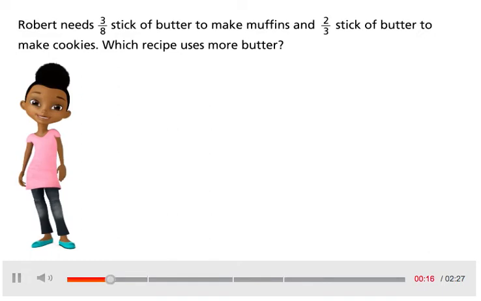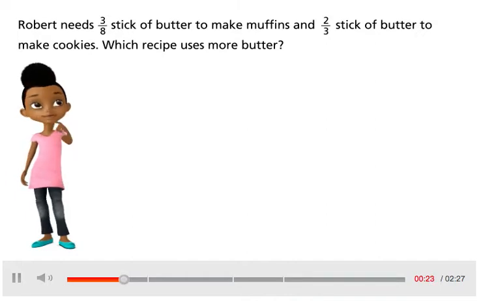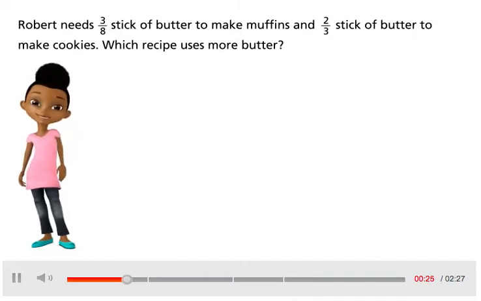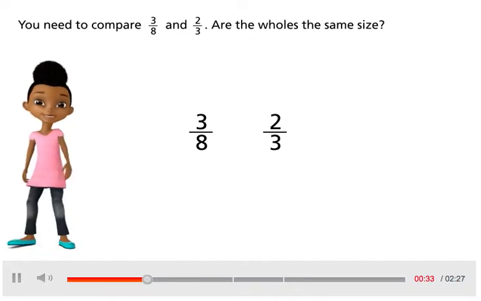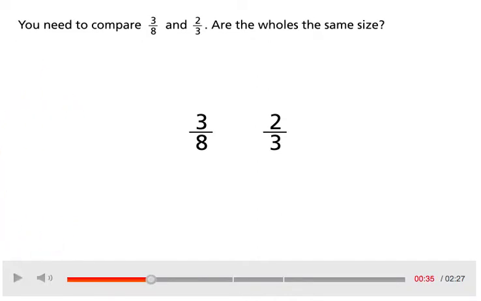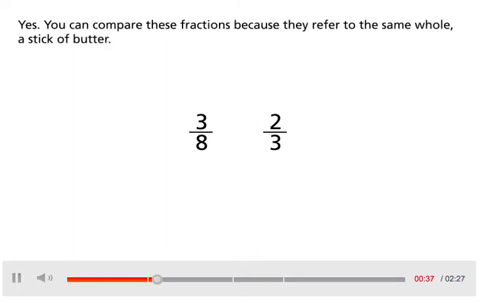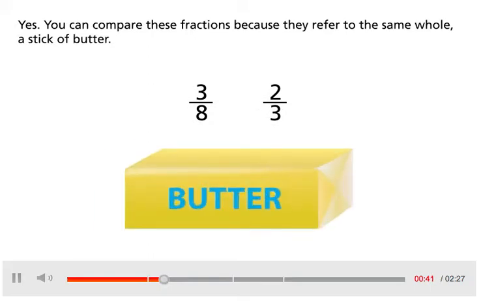Robert needs 3/8 stick of butter to make muffins and 2/3 stick of butter to make cookies. Which recipe uses more butter? You need to compare 3/8 and 2/3. Are the wholes the same size? Yes, you can compare these fractions because they refer to the same whole, a stick of butter.